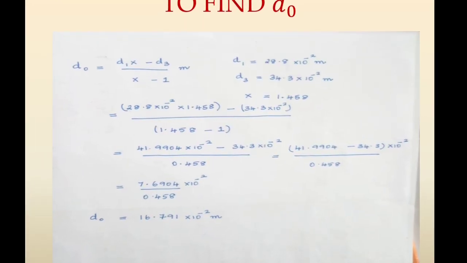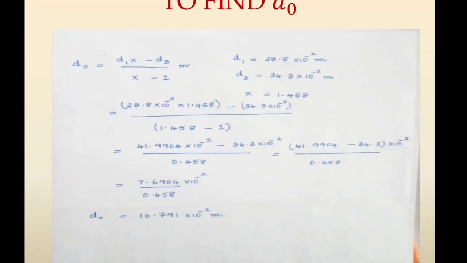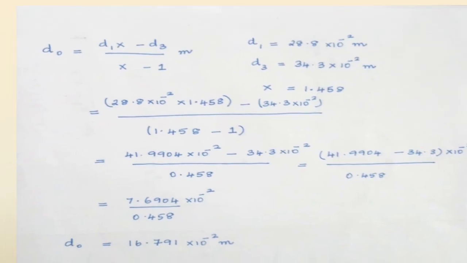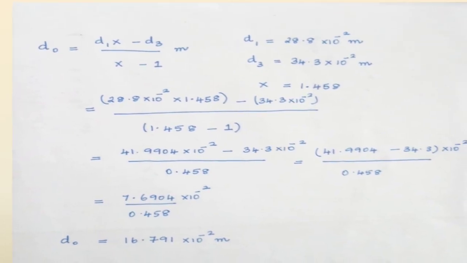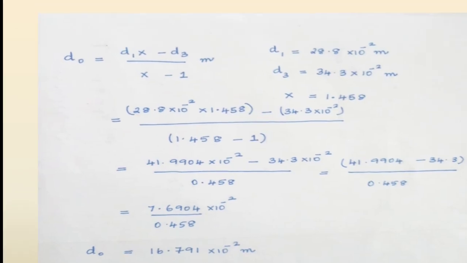Next, we need to find out what is d naught. d naught is equal to (d1 x minus d3) divided by (x minus 1) meter. The value of d1 is 28.8 and d3 is 34.3 into 10 power minus 2 meters. So substituting the values of d1, d3 and x, look at the first term.